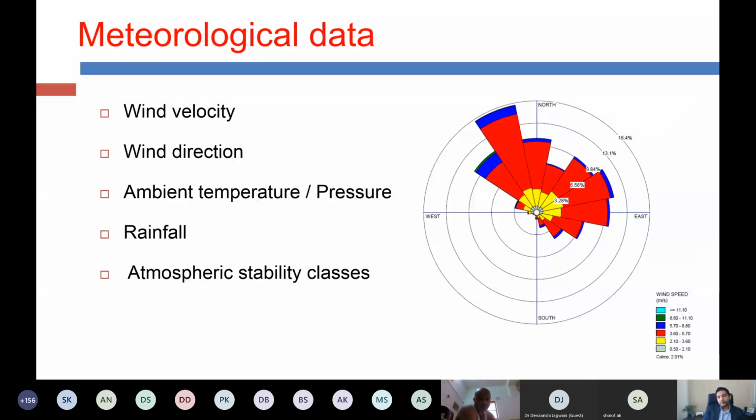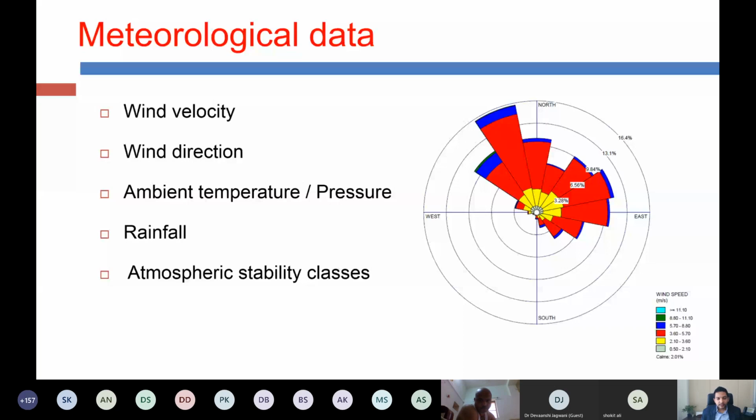When we talk about the wind speed at the surface, due to the friction with the ground, it will be less. But as we go up and the elevation is higher, the wind speed is also higher. So we cannot only consider the surface wind, but we need to also consider the upper air data.